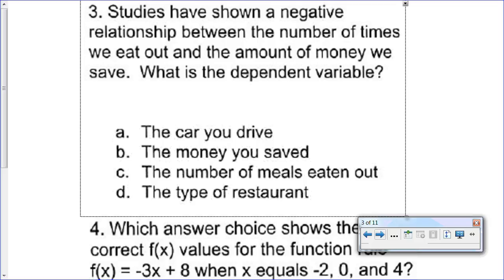Number 3, studies have shown a negative relationship between the number of times we eat out and the amount of money we save. What is the independent variable, and what is the dependent variable? If we did not change our eating out habits, would the amount of money we save change? No, probably not, unless we change something else. But we're just talking about eating out. That's it in this scenario.